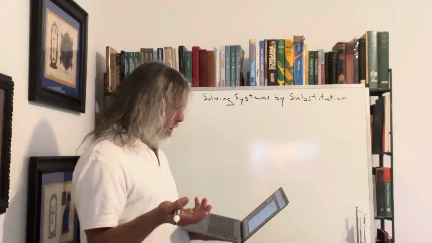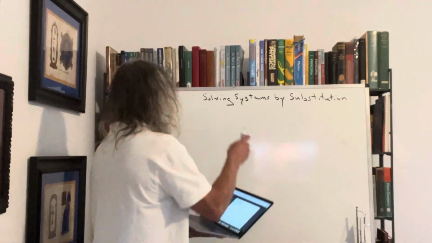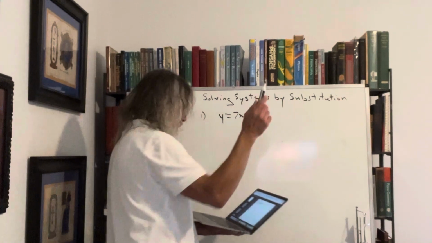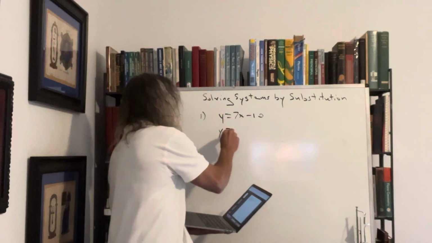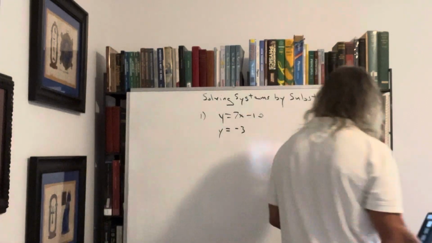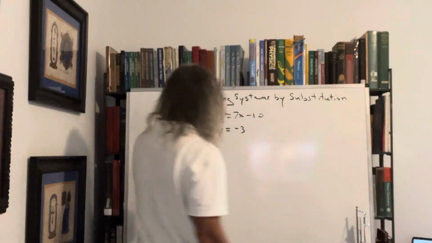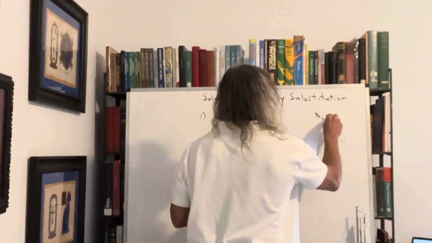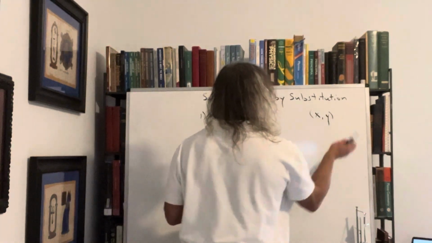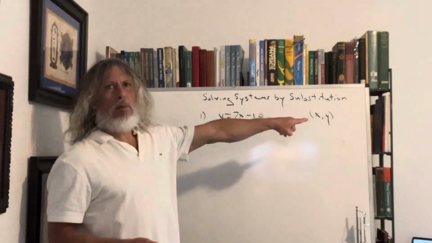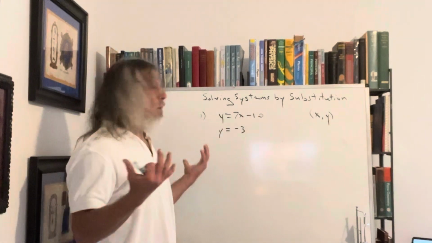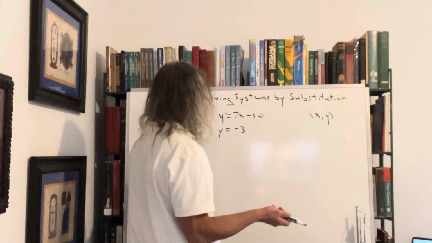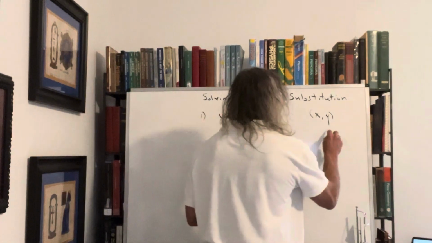So substitution, do an easier one first, like say, example 1, y equals 7x minus 10, y equals negative 3. So we want to try to find an ordered pair, x, y, if we can. Try a pair of numbers that works in both equations. That's the idea. So substitution is easy here. We already have negative 3. The y is negative 3 in this case.